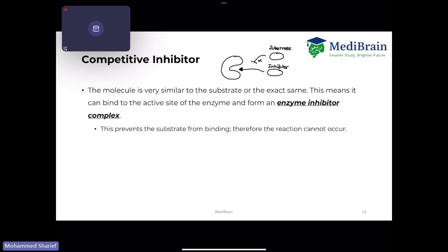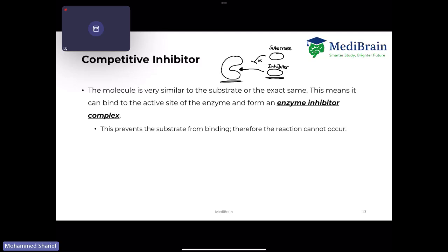Again, the name of the complex which is formed is called the enzyme inhibitor complex because you've got an enzyme, which is over here, and you've got an inhibitor, which are binding together. Enzyme inhibitor complex. So you're not going to form an enzyme substrate complex because the substrate isn't able to bind to the enzyme because the inhibitor is competing with the substrate to bind instead of the substrate. It has a very similar shape to the substrate and it's going to bind to the active site of the enzyme instead of the substrate, which means the enzyme substrate complex cannot be formed, but an enzyme inhibitor complex can be formed.